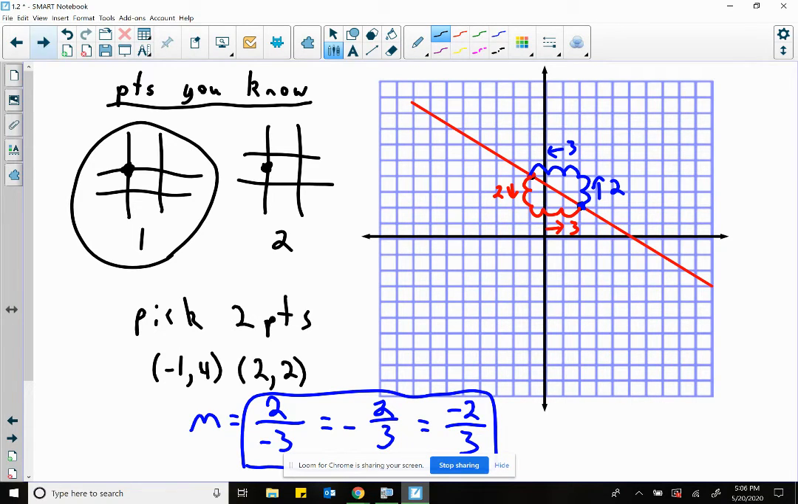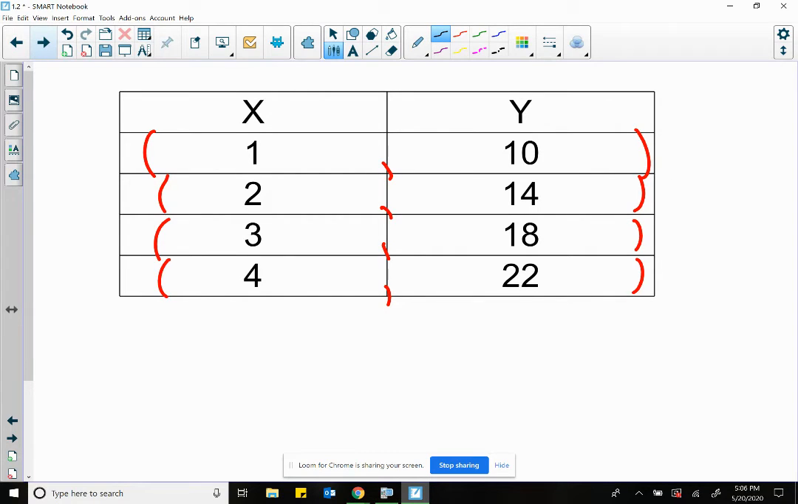So if I come over here in my table and I choose 1, 10 and 4, 22, I'm going to have reducing to do in the end. But if I chose 1, 10 and 2, 14, I probably won't have any reducing, if not maybe very, very little, because these points should be right next to each other. Just to kind of give you food for thought and a heads up on that. The closer your points are to each other, the less reducing you'll have to do.